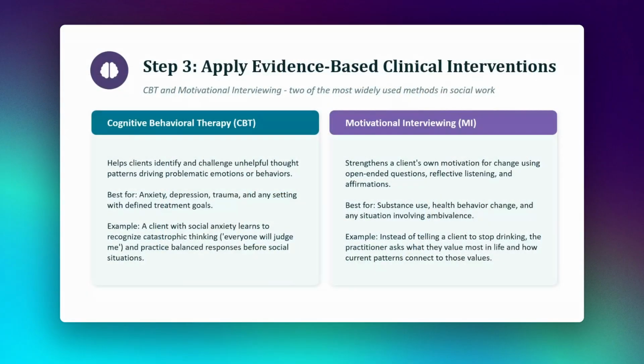A social worker using CBT with an anxious client might help them catch catastrophic thinking and practice replacing that with more balanced thought. Cognitive behavioral therapy is structured and measurable, which makes it a natural fit in settings with defined treatment goals and reporting requirements.